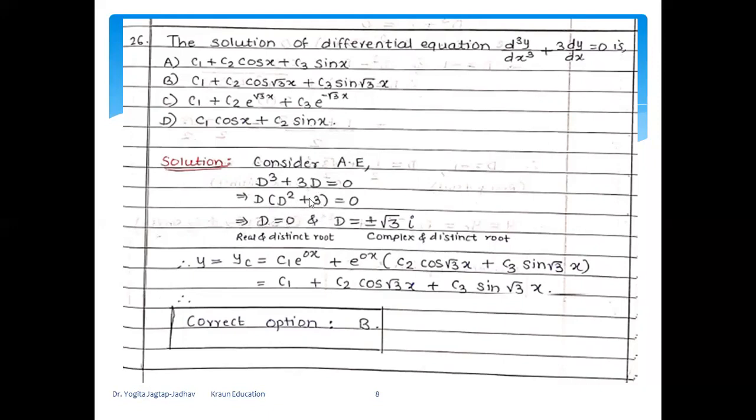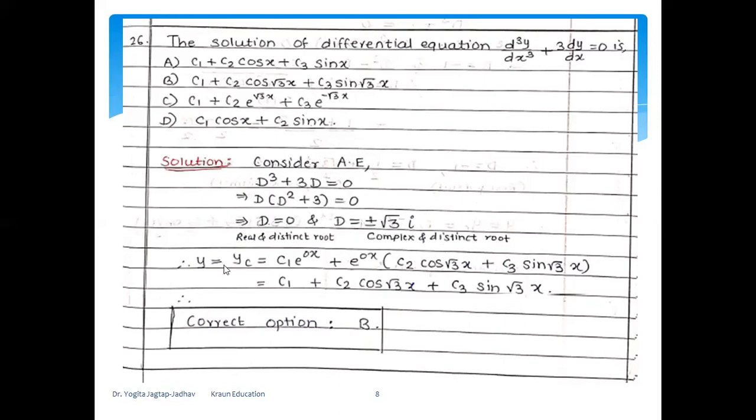And d square plus 3 equal to 0 gives us what? D square equal to minus 3. Therefore, d equal to plus minus square root of 3 into i. The first root is real and distinct, and the remaining two are complex and distinct roots, with real part alpha equal to 0 and imaginary part beta equal to root 3.